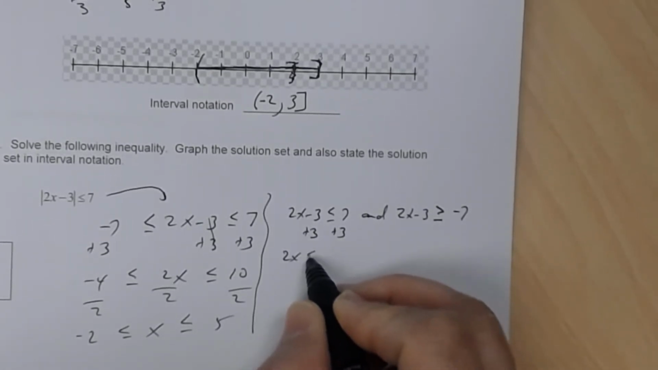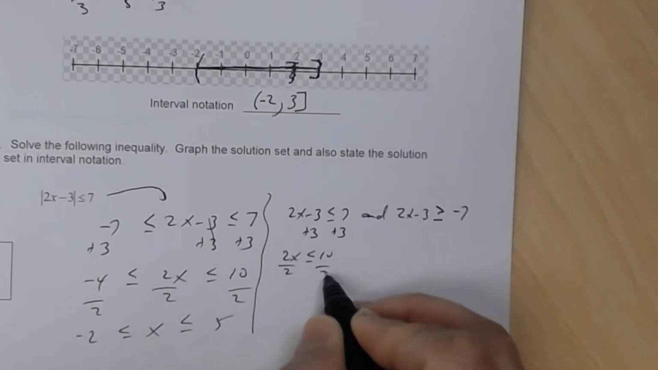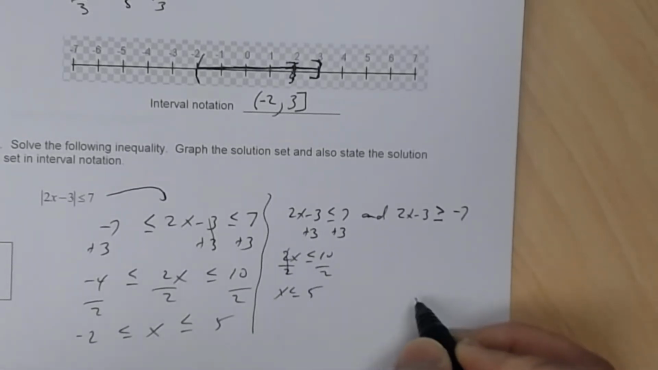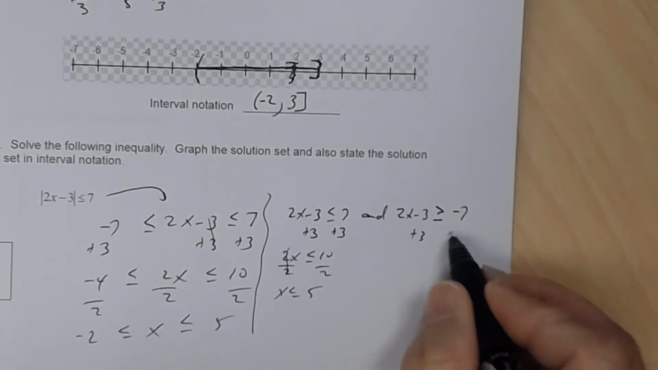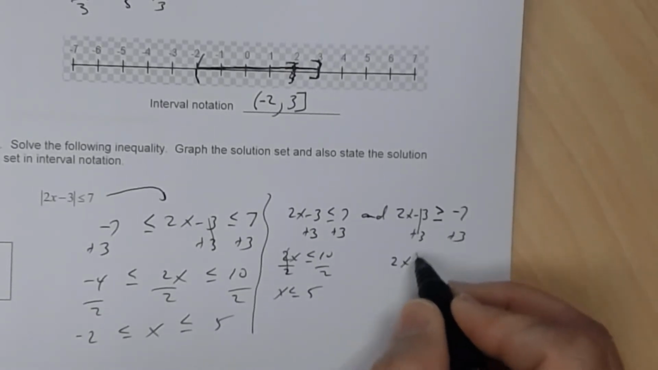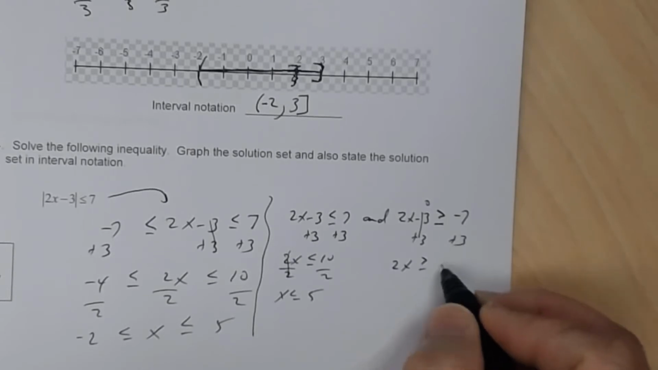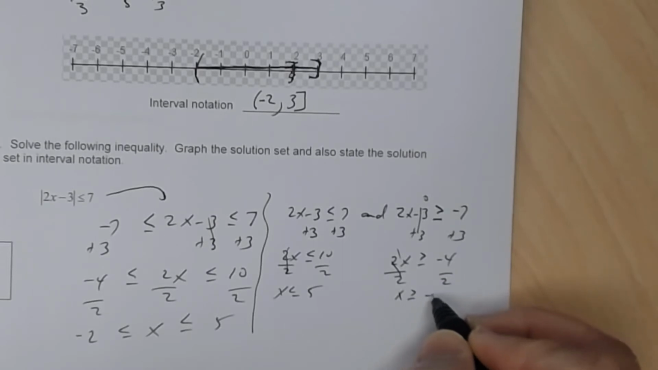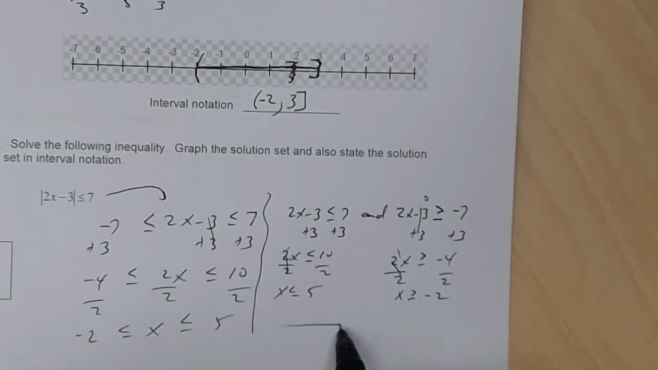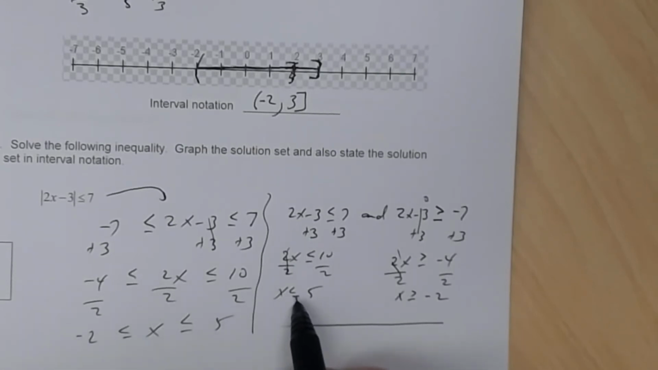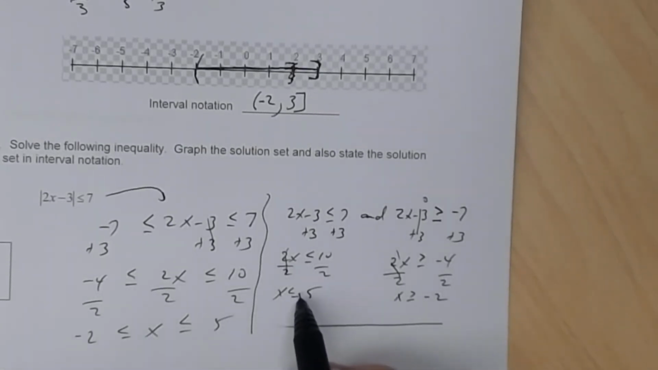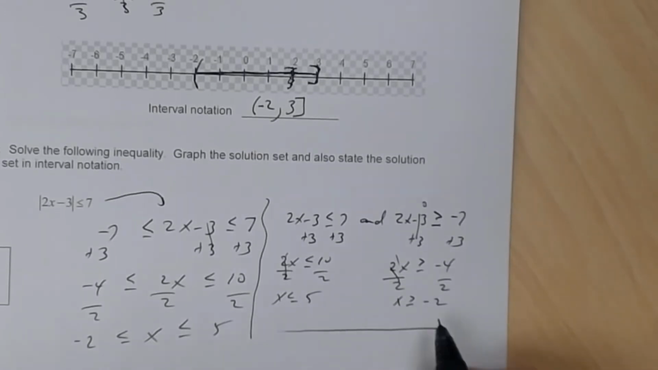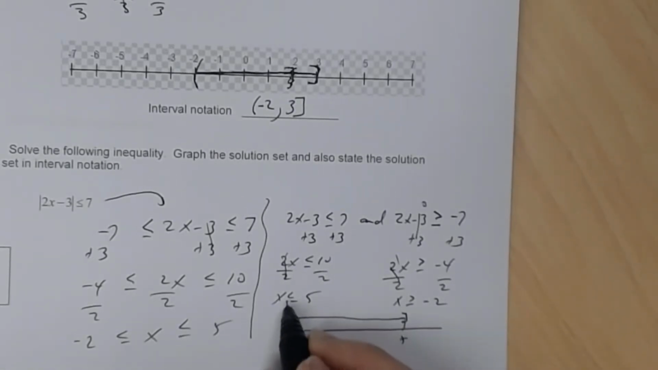So you'd say 2x is less than or equal to 10, divided by 2, so I get x is less than or equal to 5. Over here, add 3 to both sides, combine like terms, that's a 0 here. So I get 2x is greater than or equal to negative 4, divide both sides by 2, I get x is greater than or equal to negative 2. Now what you found is this. Over here, if I shade in all numbers that are less than or equal to 5, let's say this is 5, and I shade it in, bracket, to the left, those are my solutions to this inequality.